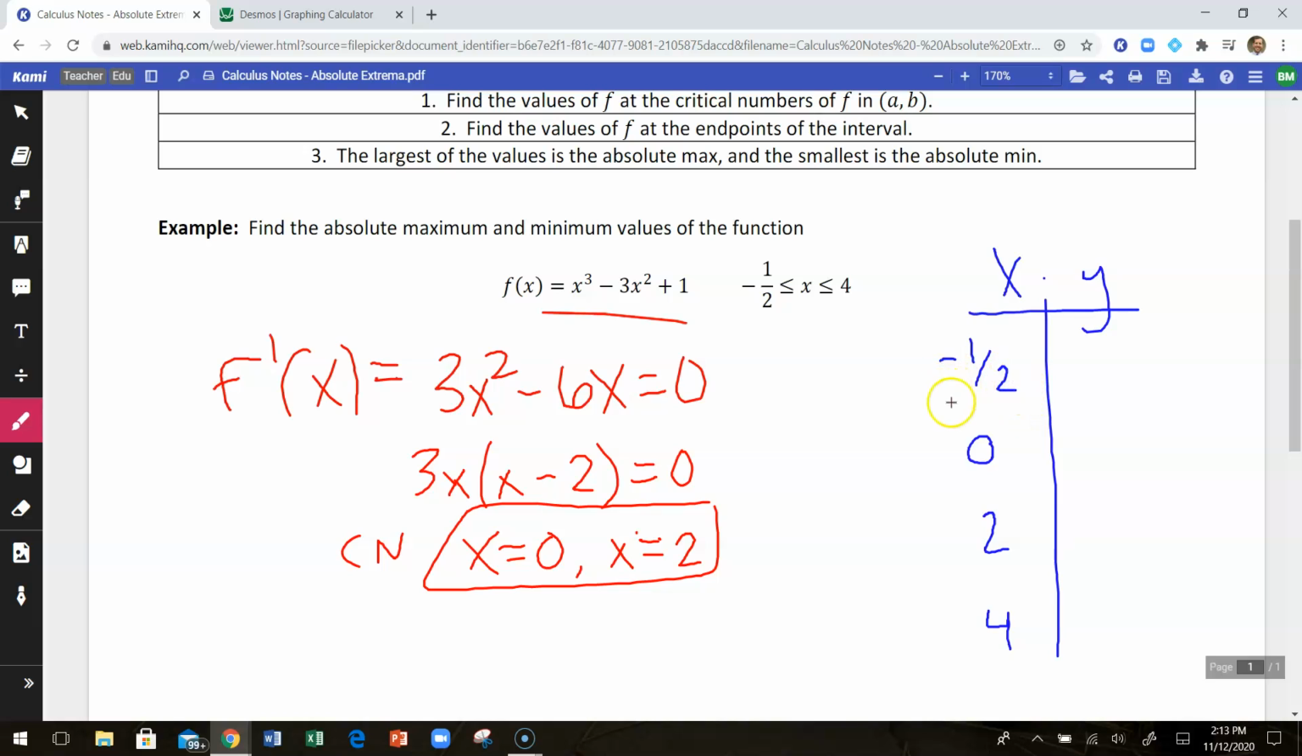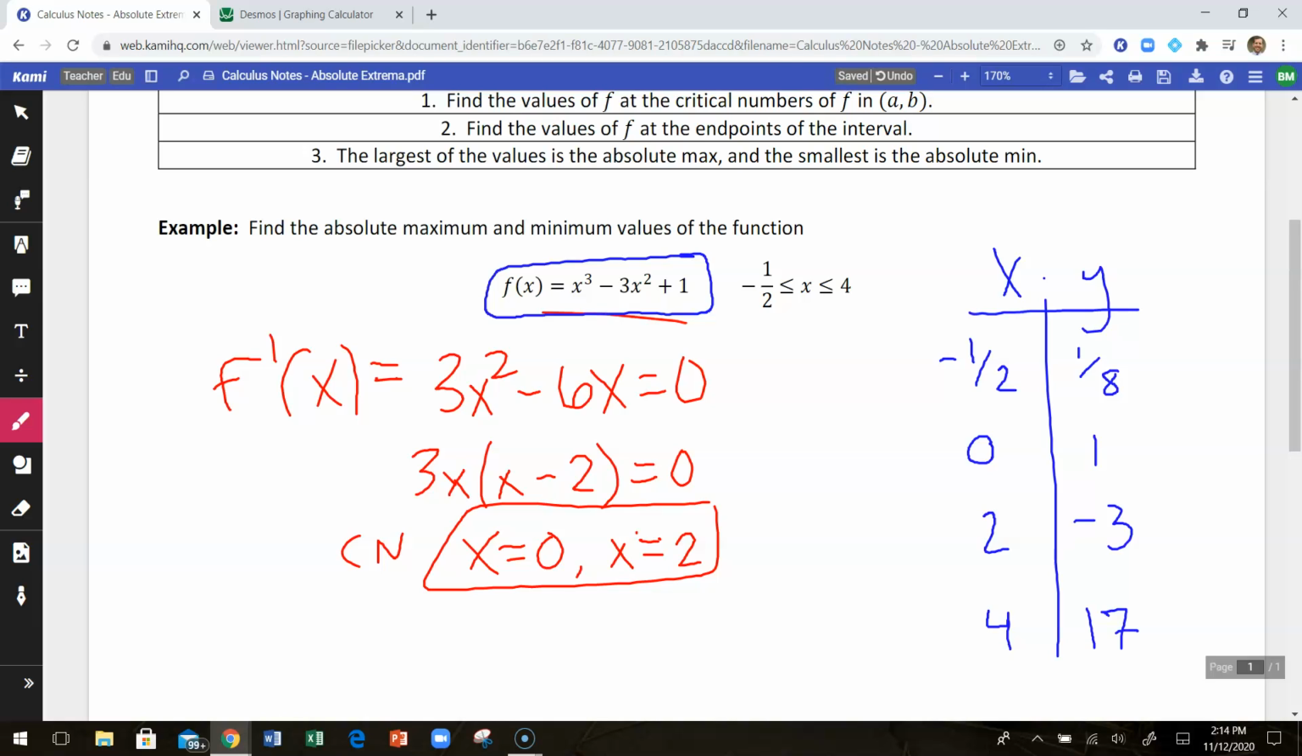So at this point in time, I just want to find the y values for all of these x values. To do that, you go back to the original function. That always will tell you y values. We don't plug them into the derivative. We plug them into the original function, and we evaluate. So if you were to evaluate at negative 1/2, plug in negative 1/2 for all these x's, you get 1/8. If you plug in 0, you get 1. If you plug in 2, you get negative 3. And if you plug in 4, you get 17.